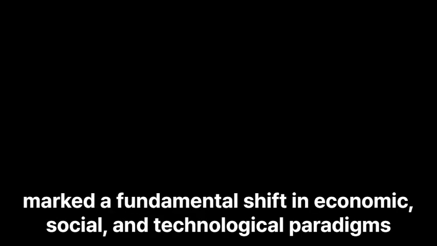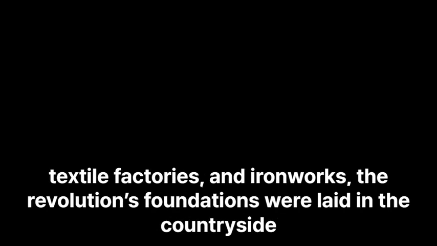Introduction. The Industrial Revolution, which began in Britain in the late 18th century, marked a fundamental shift in economic, social, and technological paradigms. While often associated with steam engines, textile factories, and ironworks, the revolution's foundations were laid in the countryside. Central to this transformation were the Agricultural Revolution and the Enclosure Movement, which dramatically altered rural society and created the conditions necessary for industrialization.